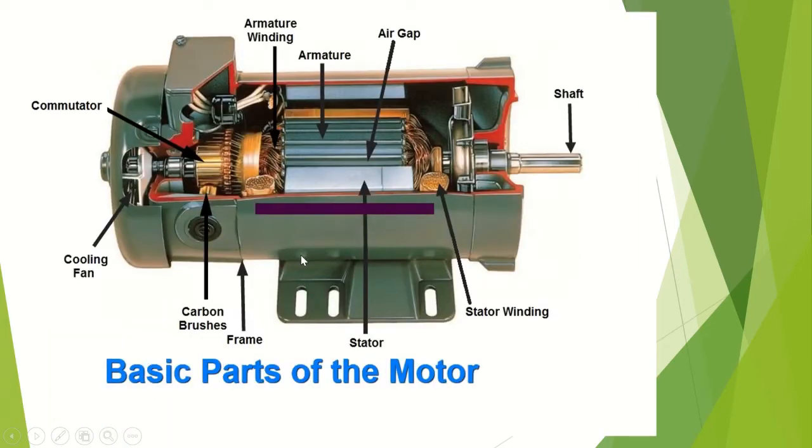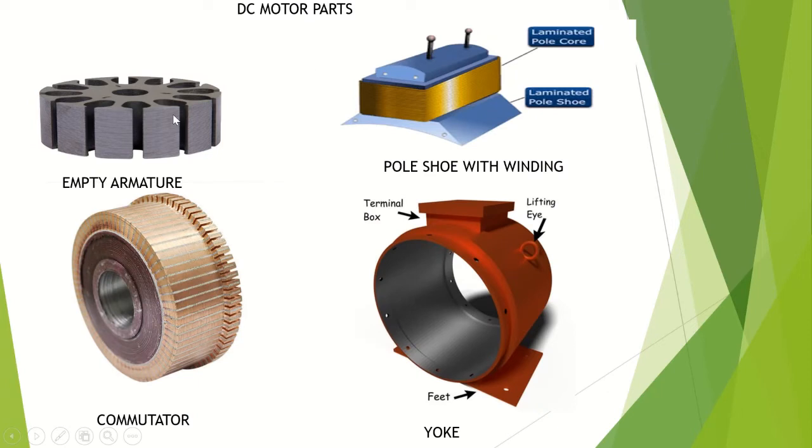This is the whole view of the DC motor. This is the outer covering of the DC motor. This is the commutator, and this is the rotor, and this is the shaft arrangement. So this is the whole DC motor. So here I have mentioned the parts separately.